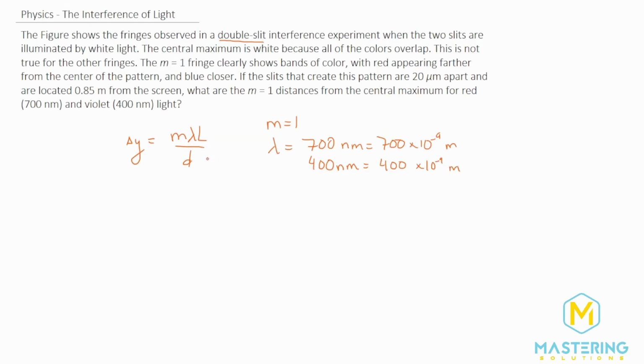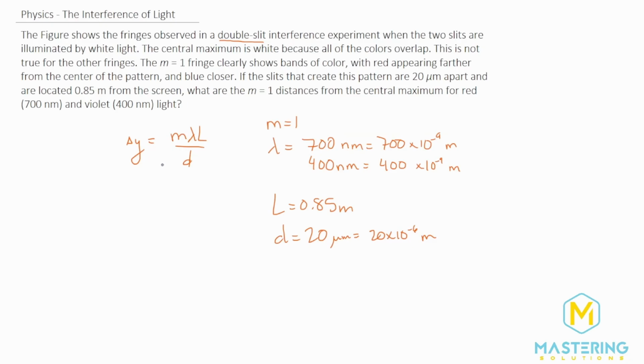Okay. Now, L, they tell us that it is 0.85 meters from the screen. So the L is 0.85 meters, and the slits in this pattern are 20 microns apart. So d is 20 microns, or 20 times 10 to the negative 6 meters. So we have everything that we need here.